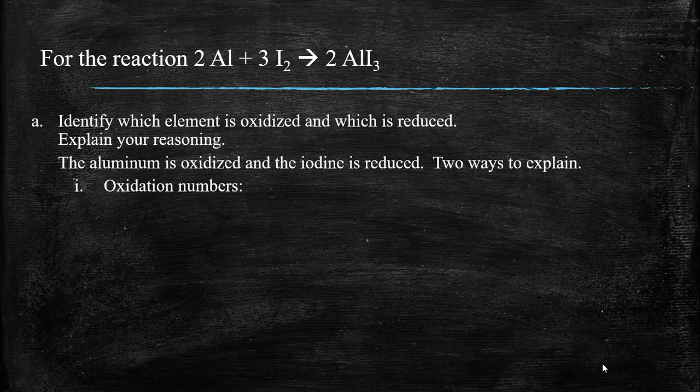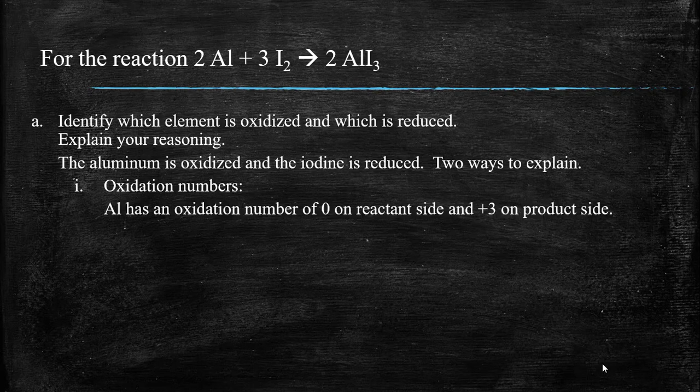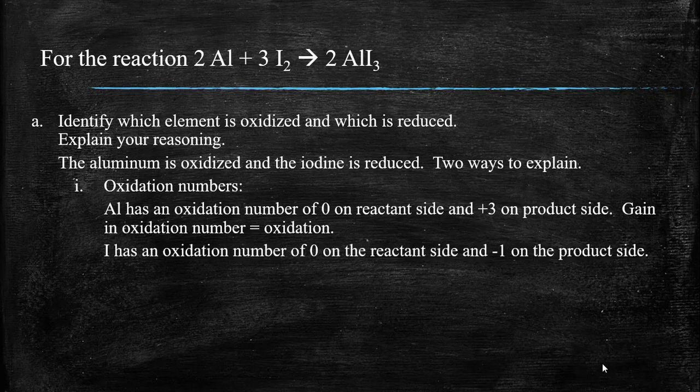The first is by the use of oxidation numbers. On the reactant side, aluminum has an oxidation number of 0, and on the product side, it's +3. If an element's oxidation number goes up, then it has been oxidized. Iodine has an oxidation number of 0 on the reactant side, and over on the product side, it's -1. The oxidation number has decreased, and if you reduce the oxidation number of an element, then that element has been reduced.